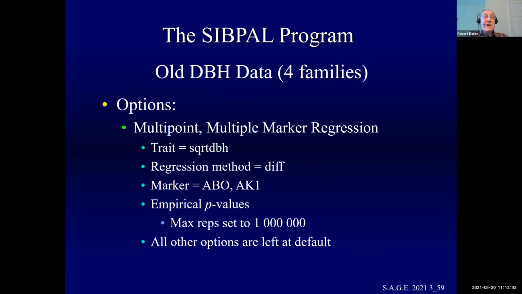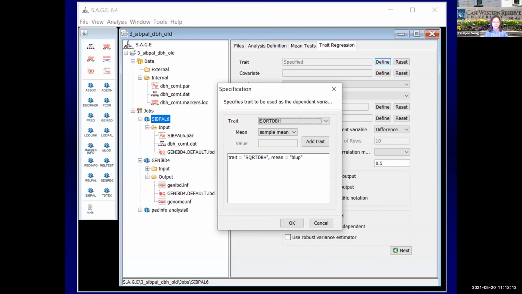Now, before we go on, let me just point out these 2 markers, ABO and AK1, are basically both on chromosome 9. When we see what happens, I will discuss that more. But remember, we're regressing on both of these. It is multiple marker regression. And I think this is where you take over. Yes, this is to show how to actually set up your multiple marker regression.